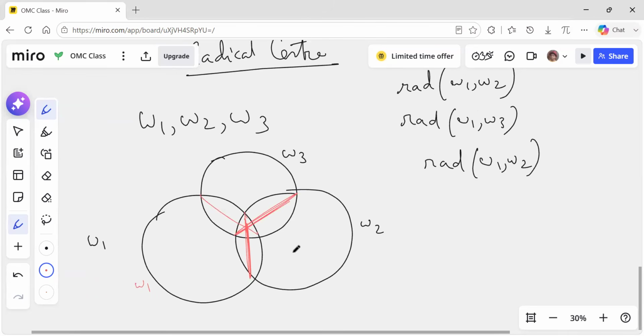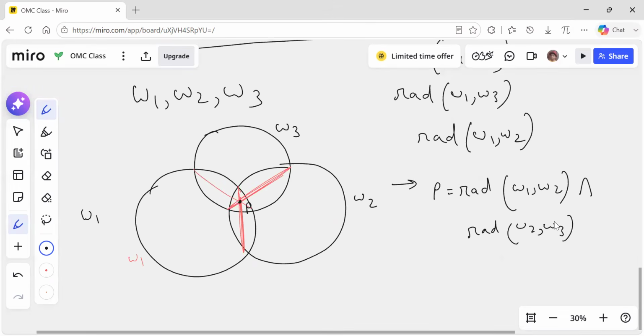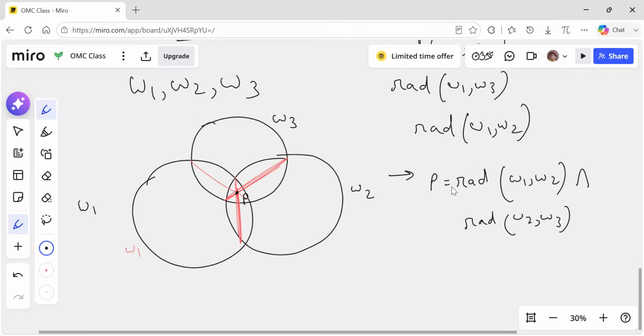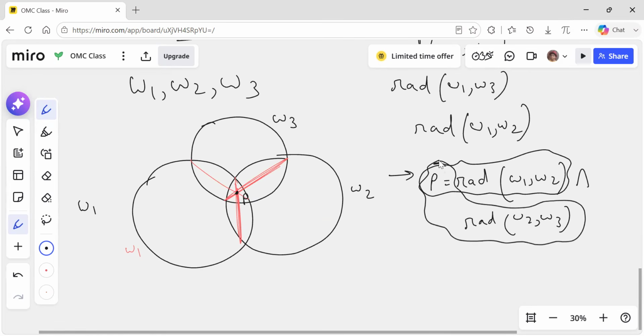Take the intersection of any two of these lines, and then that point must have equal powers with respect to the other two circles. Great, that was a nice proof. So let's say the point of intersection P is of rad omega 1 omega 2 intersected with rad omega 2 omega 3. What this basically tells us in words is that P has equal power with respect to omega 1 and omega 2. P has equal power with respect to omega 2 and omega 3.